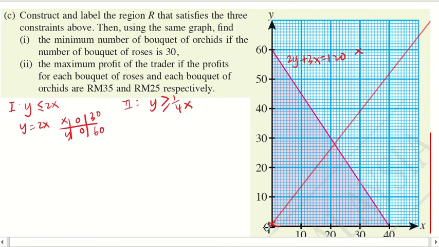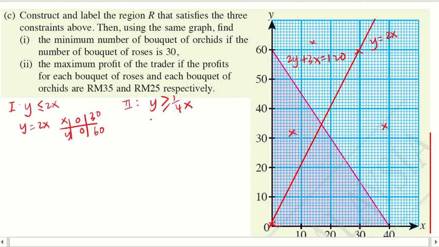So your first line, draw the equation through 0 and 30, 60. Extend it to the top. Then label it, y equal to 2x. For this one, y smaller than this is not possible, so it must be less, meaning the bottom part. This part we don't want. We want the bottom part.